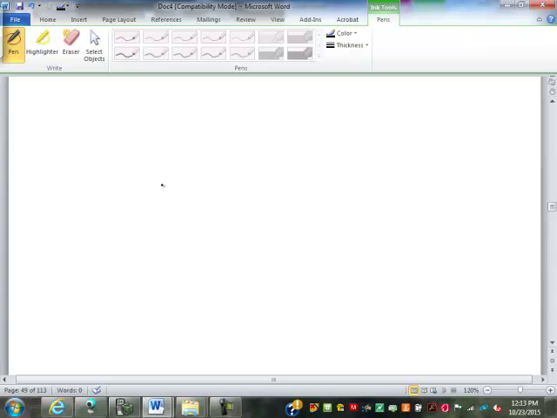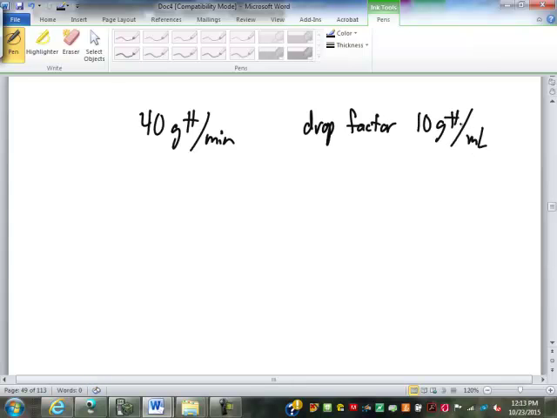You have to be able to work that formula backwards. If I tell you that the current flow rate for a patient is 40 drops per minute, and it's a medication that had a drop factor of 10 drops per milliliter, and I'm going to ask you, how long will it take to infuse 800 milliliters of fluid?